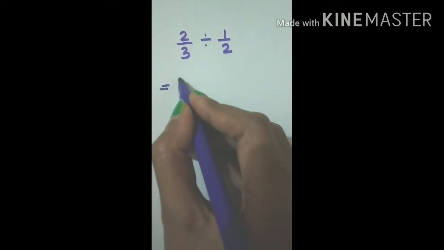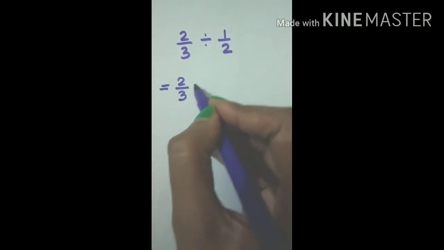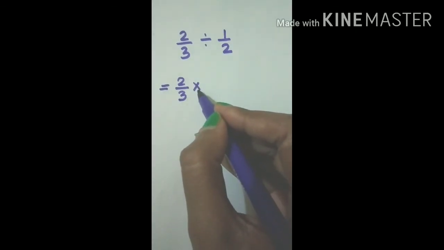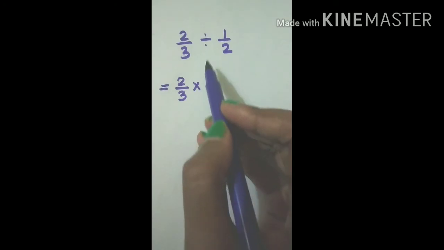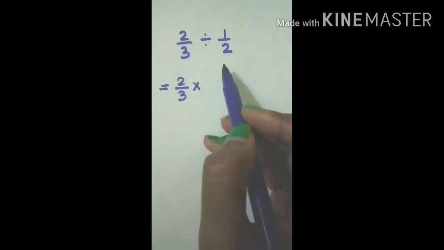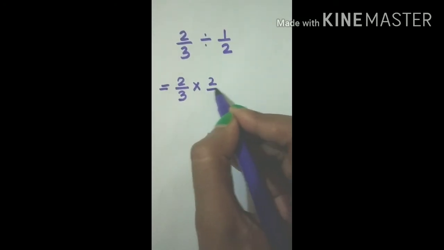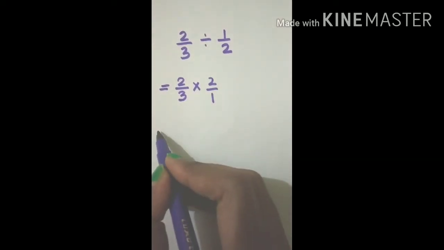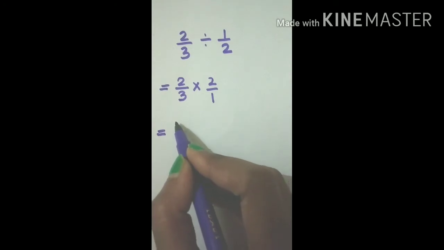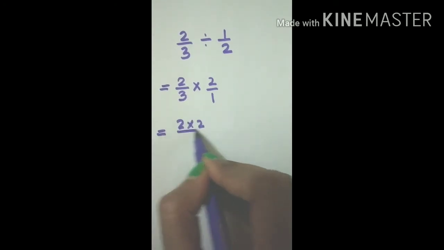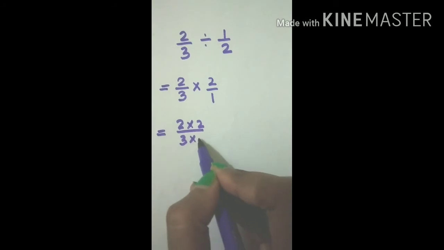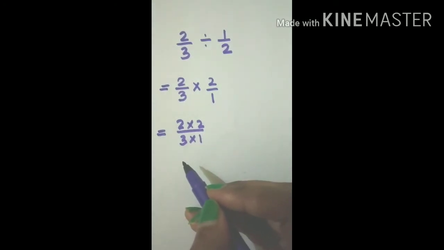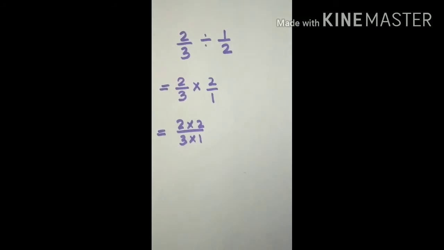So, in the next step, we will write 2 by 3. In place of division, we will write multiplication sign. And since we change this division into multiplication sign, 1 by 2 will become 2 by 1. Now students, we need to write 2 into 2 upon 3 into 1. So now we have to simplify this.